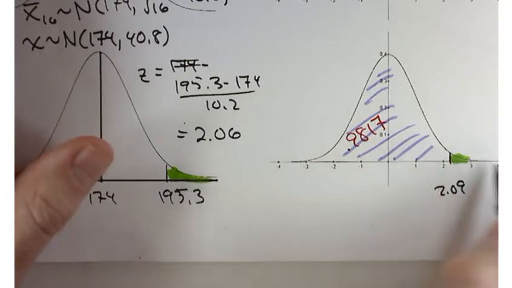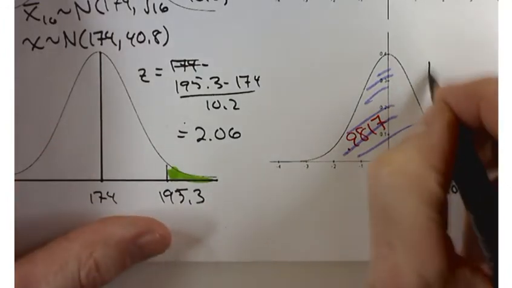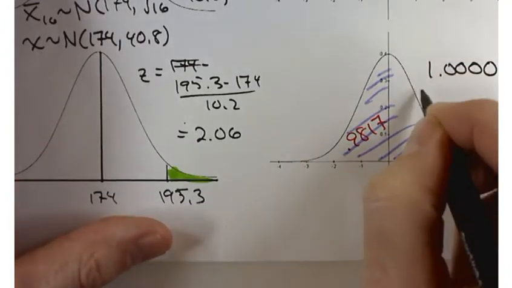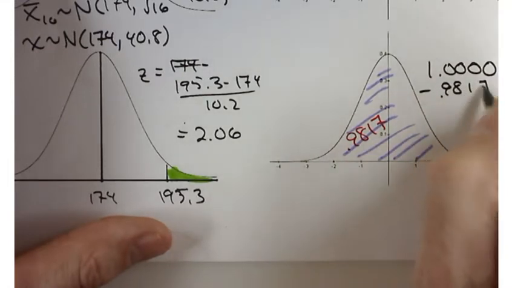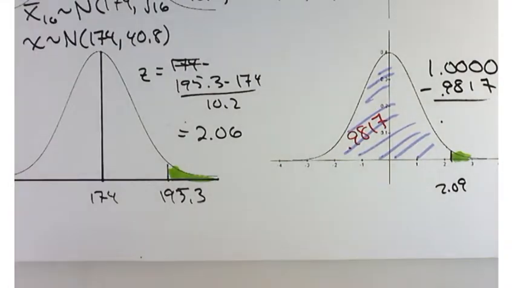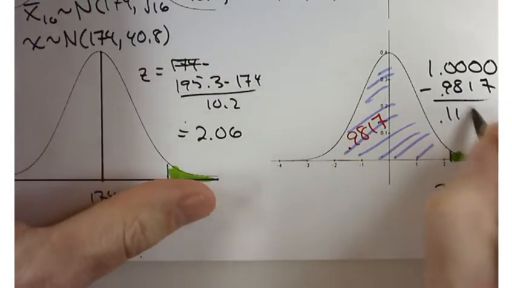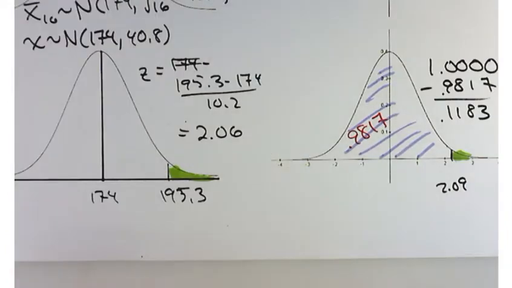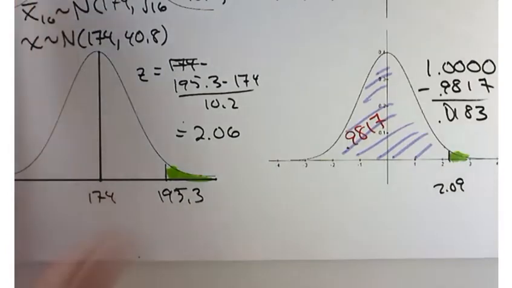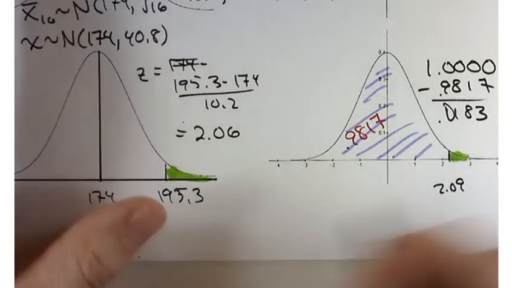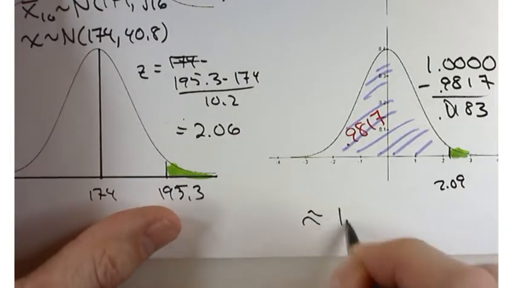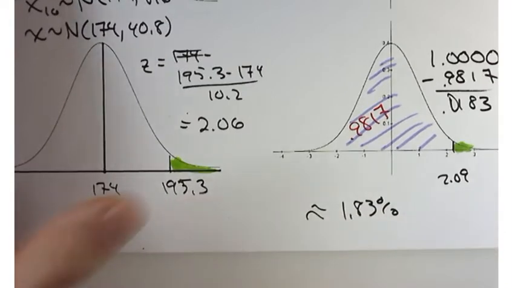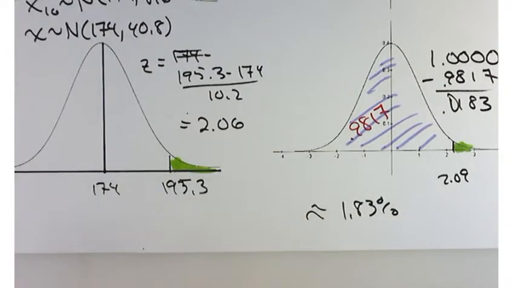So how am I going to get the area in the right tail? Yeah, 1 minus that. 1 minus 0.9817. Point what? 0183. Yeah, 0.0183. So it looks like there's about a 1.83% chance of getting too many people in the elevator for its capacity.